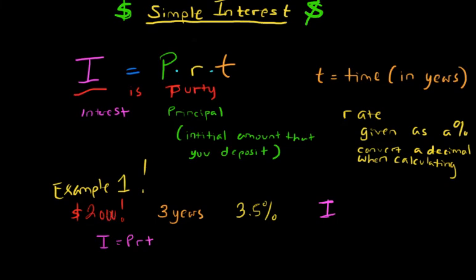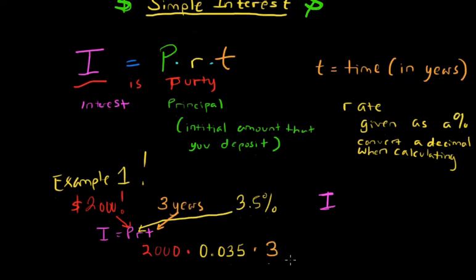So P would be 2,000. So we're going to have 2,000 times, okay, the R is going to be 3.5%. And how do we write 3.5% as a decimal? Well, that's 0.035. You move the decimal 2 times over to the left. And finally, the T is 3 years. So times 3. Okay, so we're doing 2,000 times 0.035 times 3.